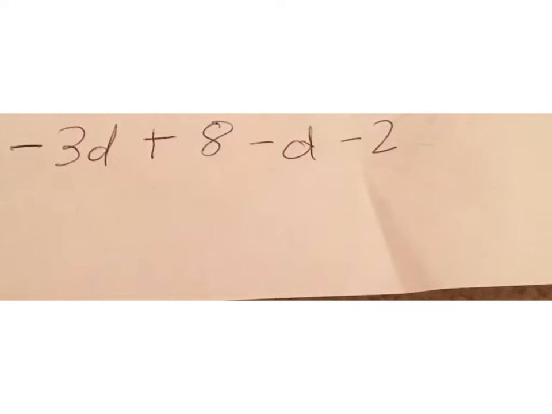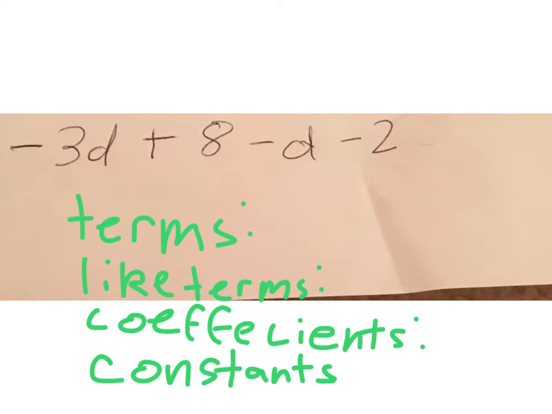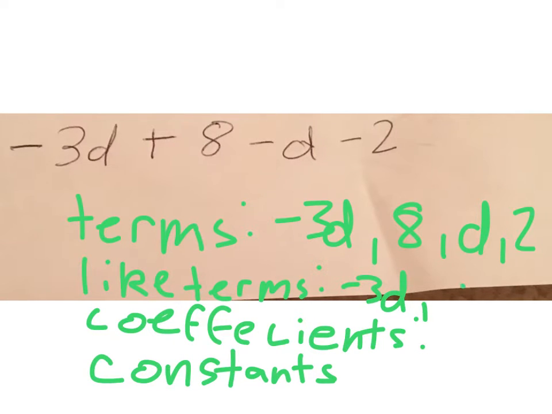So for this equation, we are not adding them together or simplifying the expression, but we are finding the terms, like terms, coefficients, and constants of this expression. So the terms would be negative 3d, 8d, and 2, because those are the numbers or variables in the equations. The like terms would be negative 3d and d.